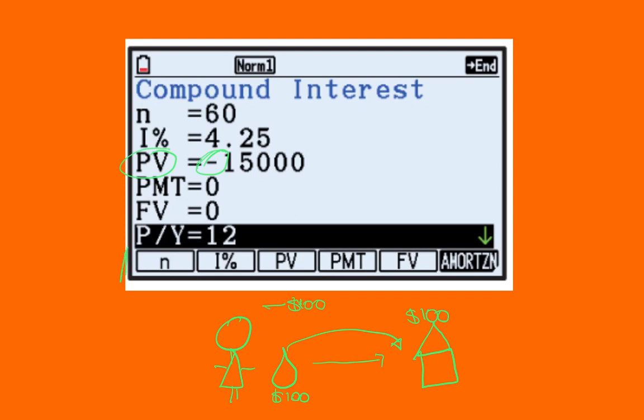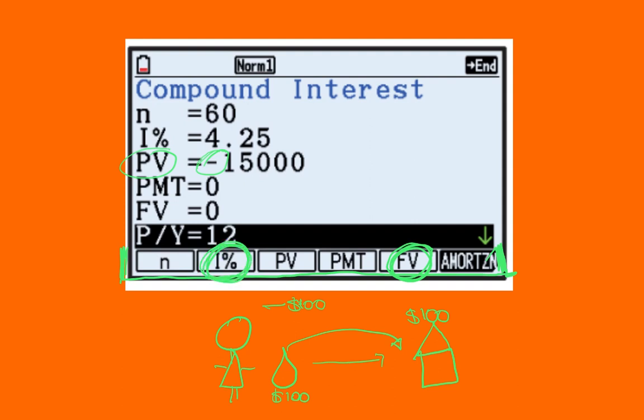And down here, this line of symbols are what we're looking for. And we press one of these. If I was looking for future value, I would press future value. If I was looking for percent, I would press percent.